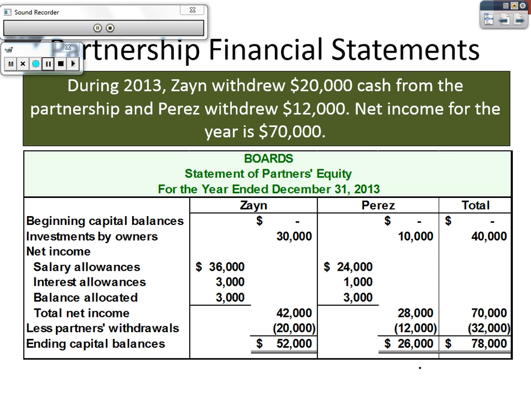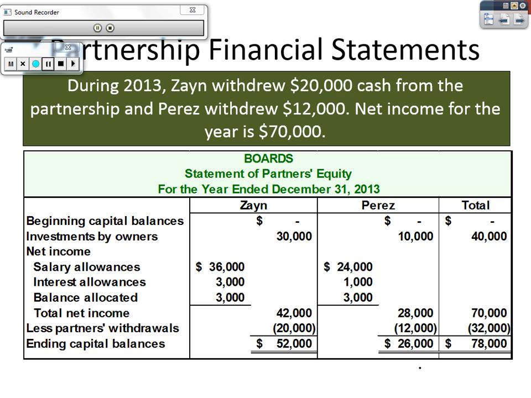So this is a statement of partners' equity. This has to be done for the sake of knowing what may be the ending capital balances. They're going back to the example of the net income being 70,000. They're also showing you in this example, Zan withdrew 20,000 of cash. Perez has also taken 12,000. So remember their capital balances that they started off with, 30,000 and 10,000. All of their computations, 42,000.